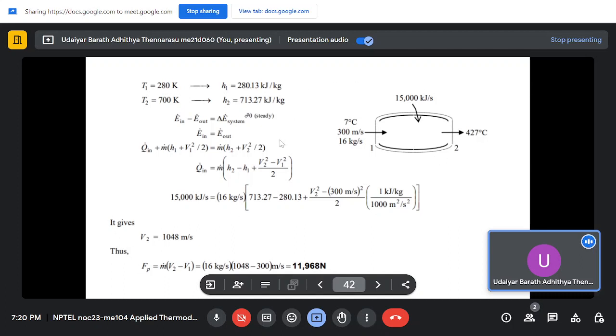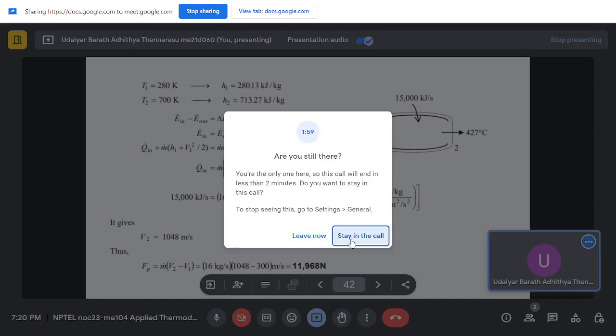Now we can straight away find the thrust. Thrust is nothing but the change in linear momentum, so m dot into (v2 minus v1). It will come out to be 16 into (1048 minus 300), which is nothing but 11 kilonewton. It's 11.9, or 12 kilonewtons.